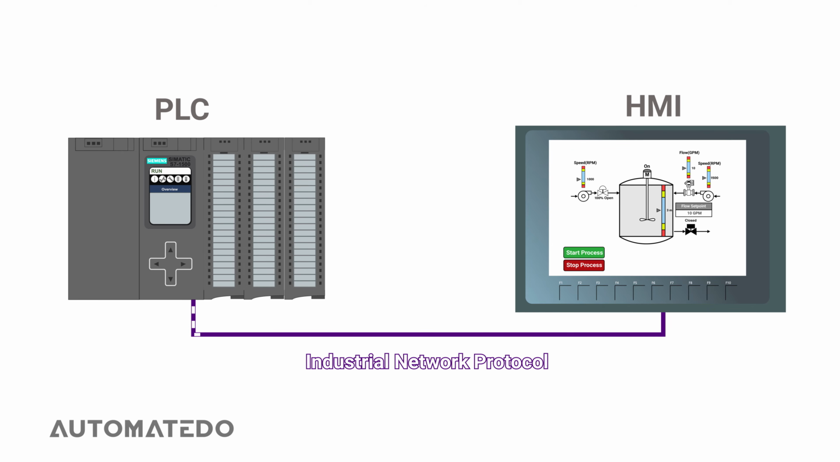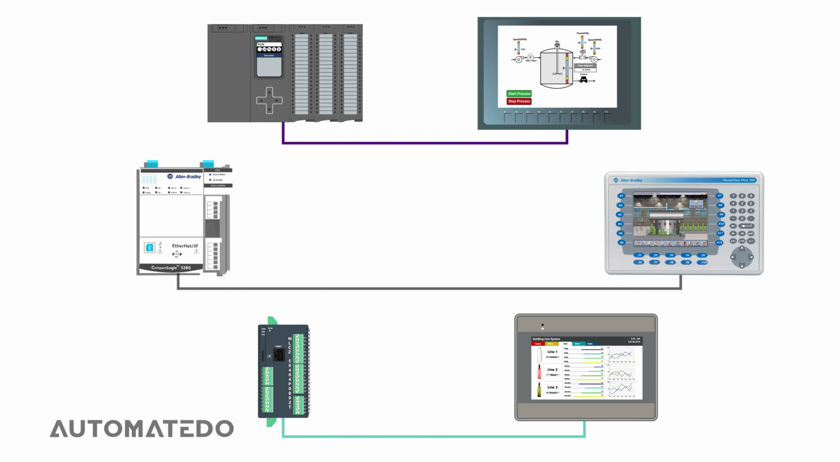So they do this in the form of an industrial network protocol. Different manufacturing vendors utilize various protocols. The most widely used protocols in the industry include Profibus, Ethernet IP, Modbus TCP, etc.